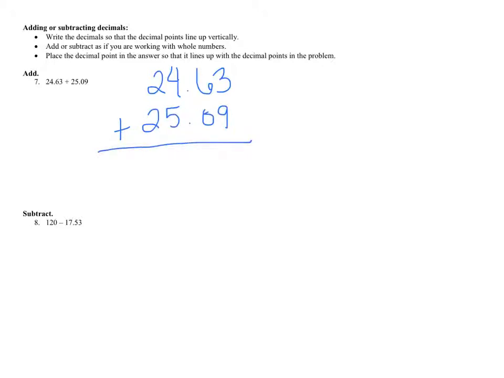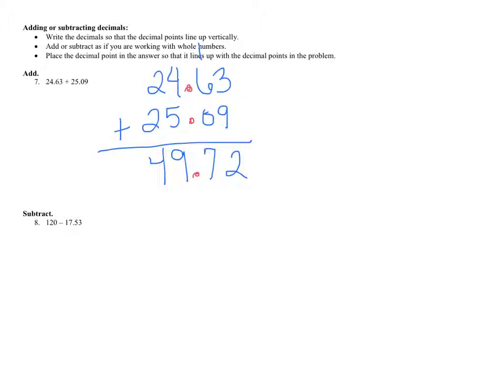So now I'm going to just add as if these were whole numbers. So I'm doing 9 plus 3 to get myself 12. So I put down the 2 and I carry the 1. 6 plus 0 is 6, plus that carried 1 is 7. 5 plus 4 is 9, and 2 plus 2 is 4. Now at the end, I need to carry down these decimal points right to the answer. So my answer becomes 49 and 72 hundredths.